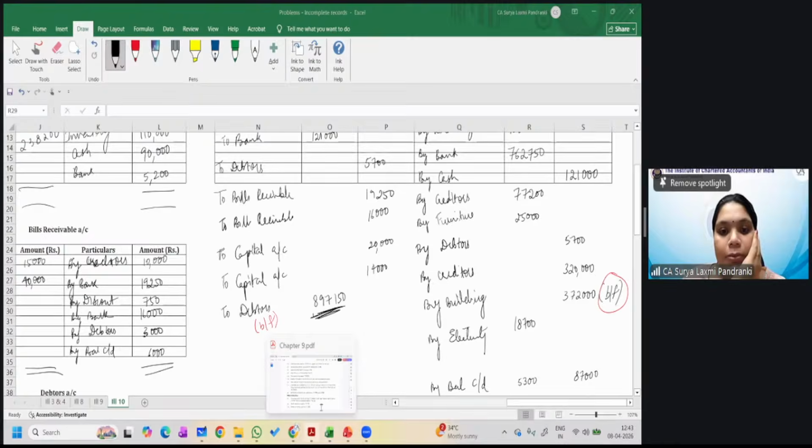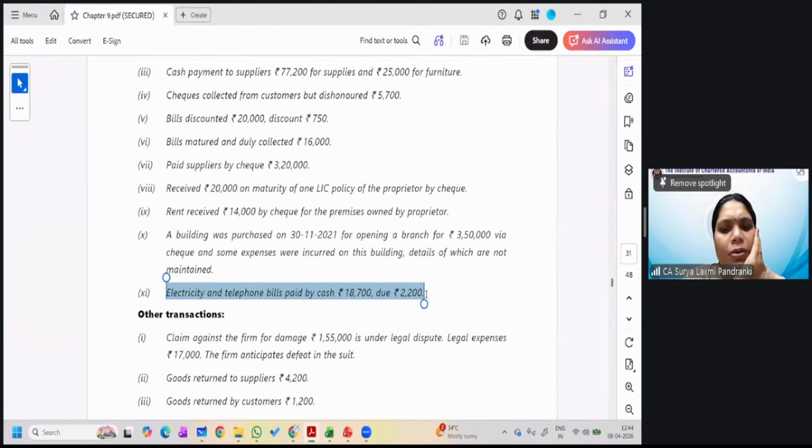And you were asking about the other one. This is simple, no? They told the electricity bill is paid in cash, 18,700, and 2,200 is due. Due means that is your outstanding amount. You have to record it in your P&L statement, but that is not paid in cash or bank. So you will show it under outstanding electricity. Clear?